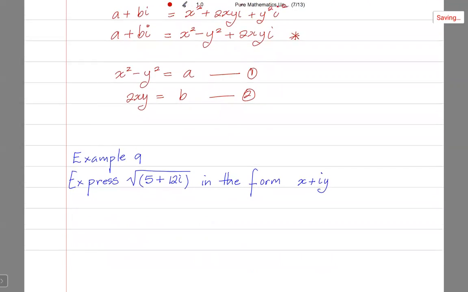All right, example 9, guys. The technology just decided to give a problem.